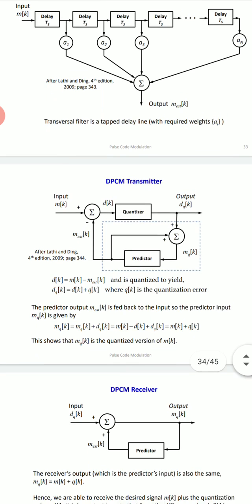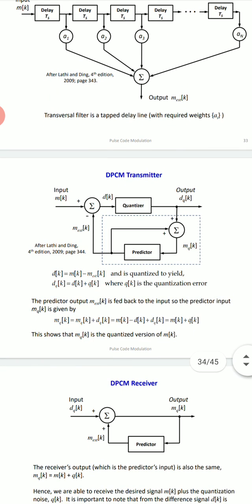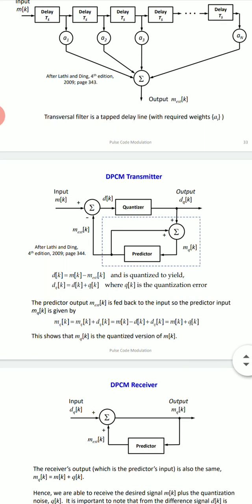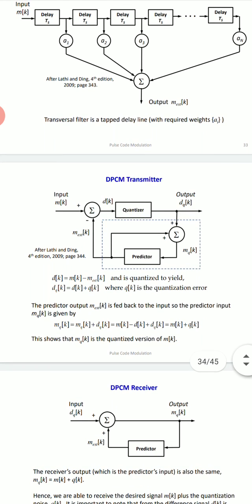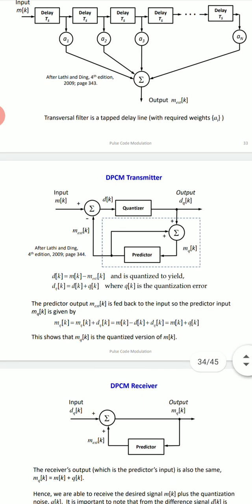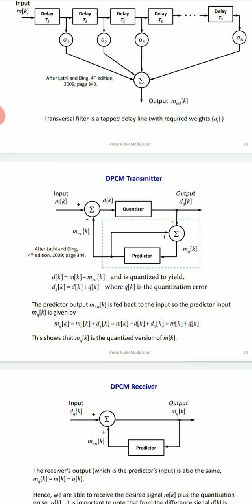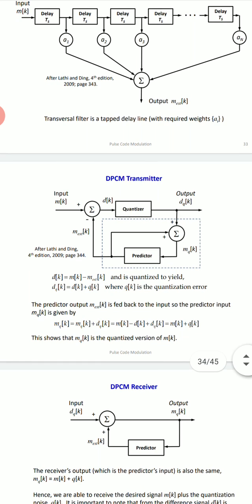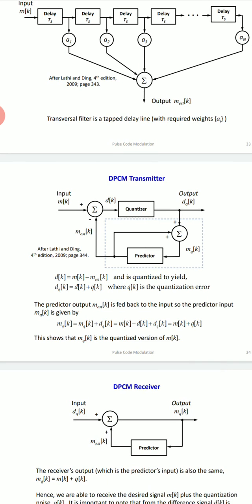As we have seen in delta modulation, we get noise: the slope overload and the granular noise. Here also, when we use differential pulse code modulation, it is similar to delta modulation, except that in delta modulation we send one bit. The DPCM system and delta modulation are similar, except that delta modulation uses only a one-bit quantizer and a single delay element instead of the predictor filter, whereas here we can use the predictor filter.